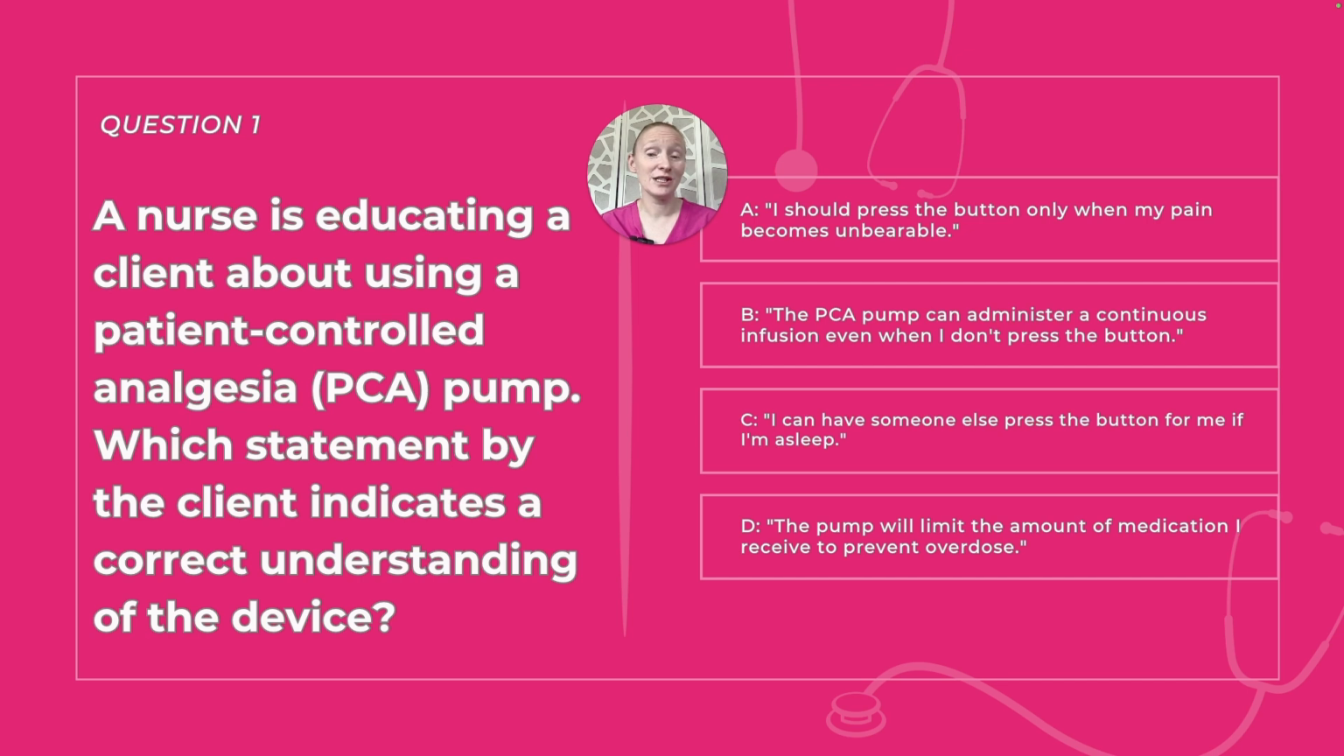The correct answer to this question is D, the pump will limit the amount of medication I receive to prevent overdose. Let's talk about why this is correct so you can get it right on your test. In order to answer this question correctly, you need to know some normal things about a PCA pump. And some of the clues are in the name. It is patient-controlled analgesia. If you're not familiar with it yet, you can do a quick Google search or look it up in your textbook.